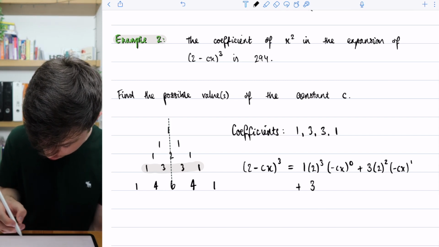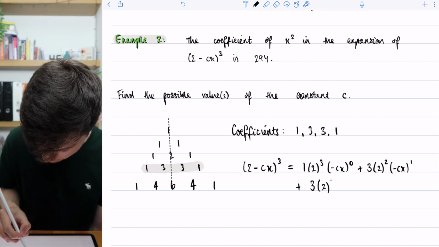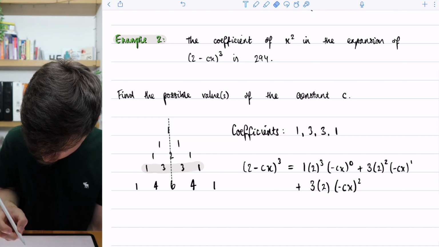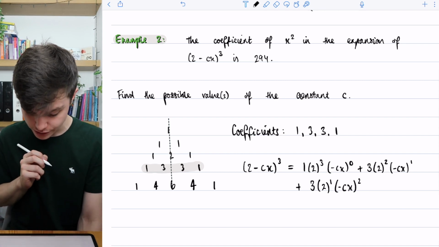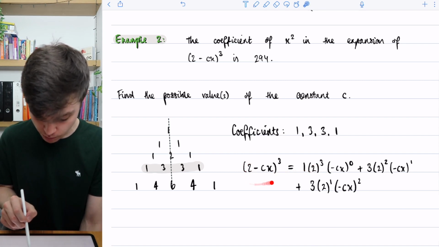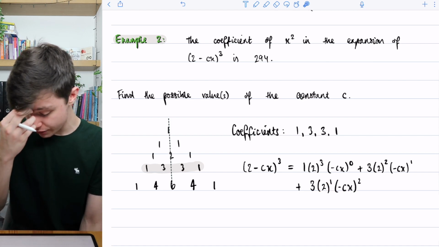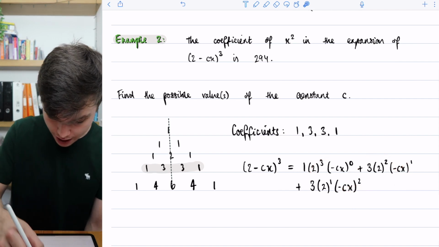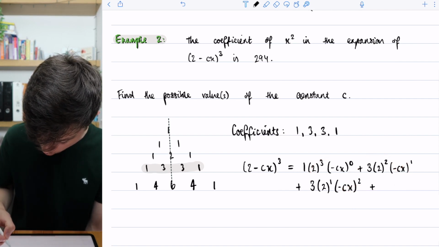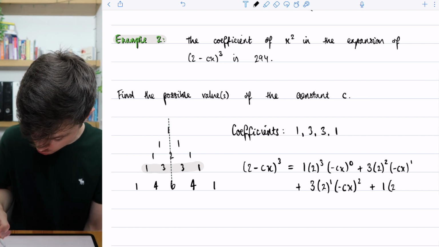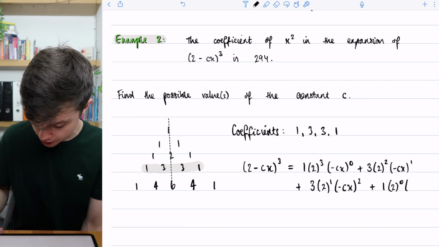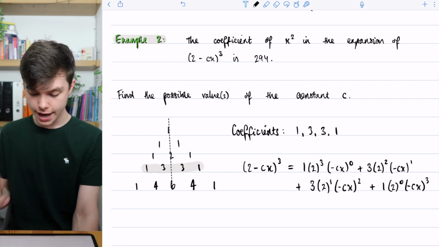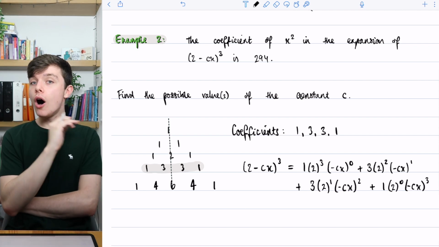Then add to that 3 times 2 to the power 1 times minus cx to the power 2. We're decreasing the power of 2 each time, and increasing the power of minus cx by 1 each time. And then we're going to add 1, because that's our next coefficient, 2 to the power of 0, because we're decreasing that power, and then the second term, minus cx, we are increasing that power. Okay, so that's the expansion of the whole of the bracket.